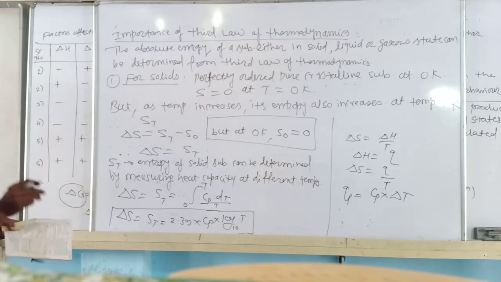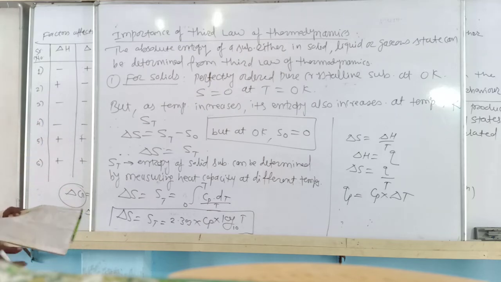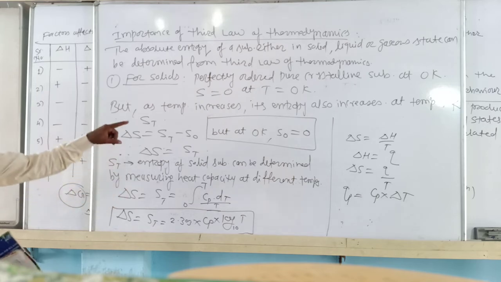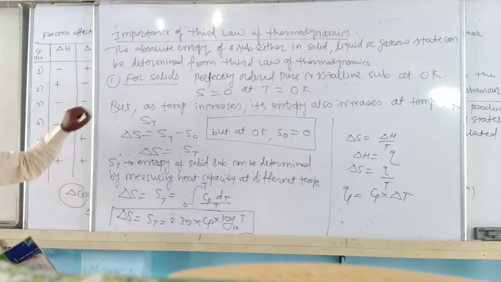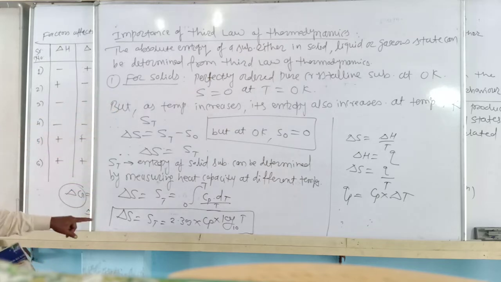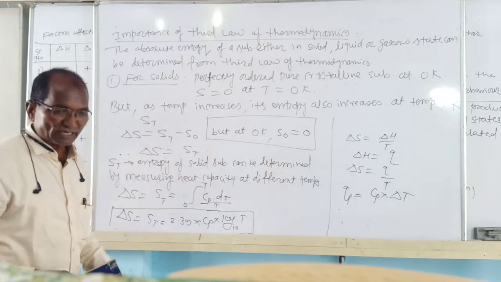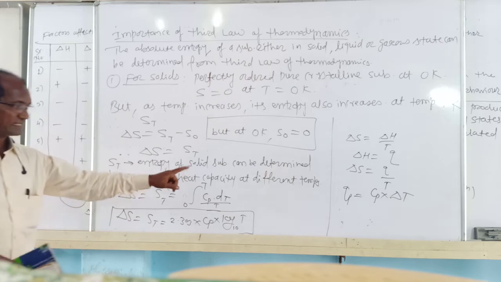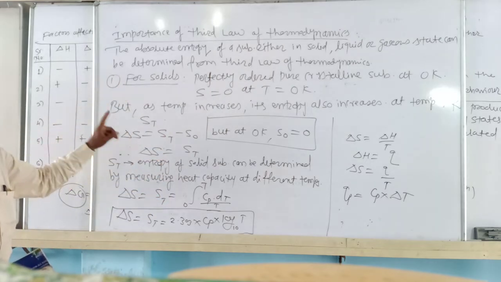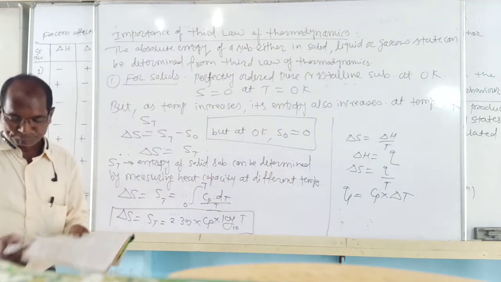Similarly, absolute entropy of gases and liquids can be determined by measuring the heat capacity at different temperatures. That means for solids, liquids and gases, we can determine the entropy of different states of a substance by measuring the heat capacities at different temperatures. These are the three importances of third law of thermodynamics.